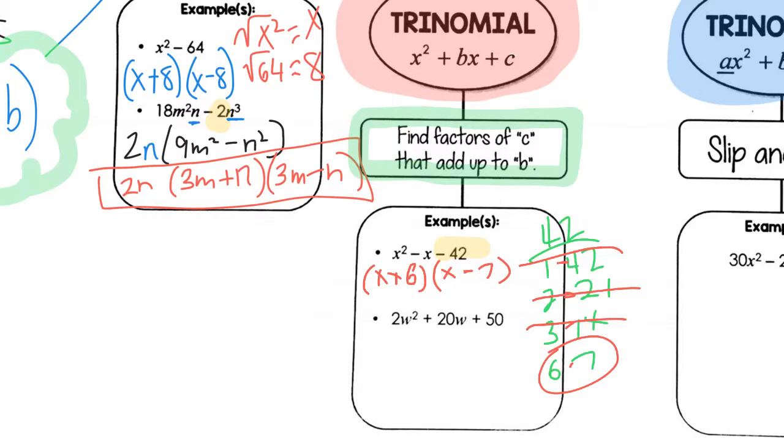For the second problem here, we do have a GCF. If we look, 2 is the smallest coefficient, and since they are all even, we can factor out a 2.